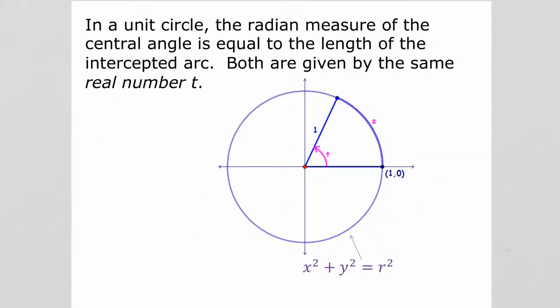So in the unit circle, the radian measure of the central angle is equal to the length of the intersected arc. Remember we said that if you wanted to find the angle, you divide the arc length by r. Well, if r is 1, then the angle and the arc length are the same. This is useful for us.